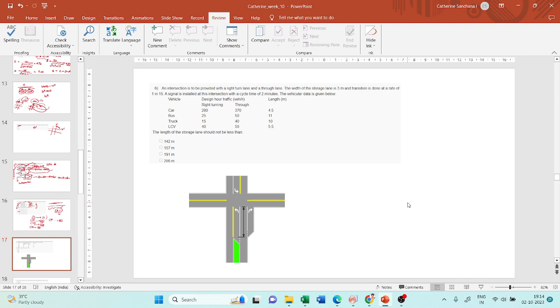Now an intersection, so this is a problem. An intersection is to be provided with right turn lane and a through lane. We already saw what a through lane is and what a right turn lane is. Even if you see this figure, you will take this as a through lane, because vehicles will directly go straight. Vehicles which plan to go straight will occupy this lane. This is a left turning lane. Vehicles which plan to take a left turn will get accumulated here, and this is a right turning lane. Vehicles which plan to take a right turn will get accumulated here.